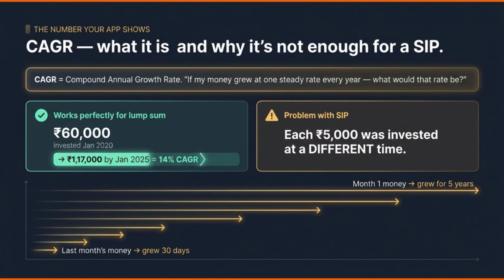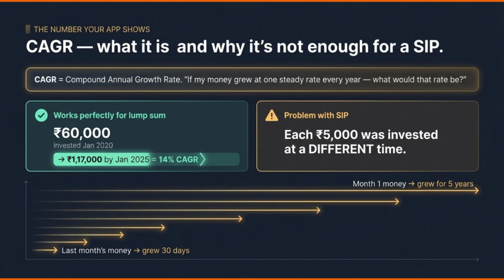All right, let's assume that you've been investing through an SIP for 5 years. Your app shows you a return percentage, usually labeled as CAGR, or compound annual growth rate. But here's the catch. By definition, CAGR answers one specific question. If I invested a lump sum 5 years ago, and it grew at one steady rate every single year, what would that rate be? Now, do you see the problem?